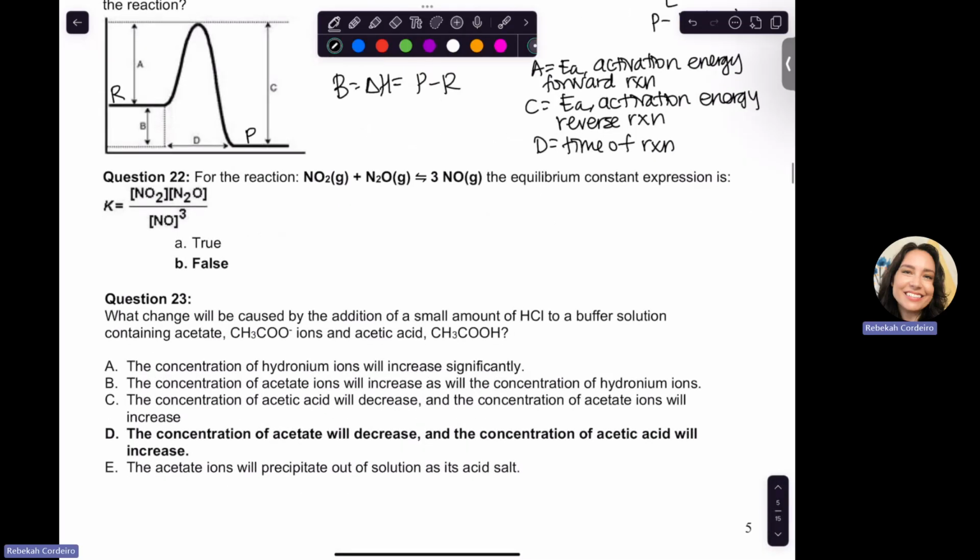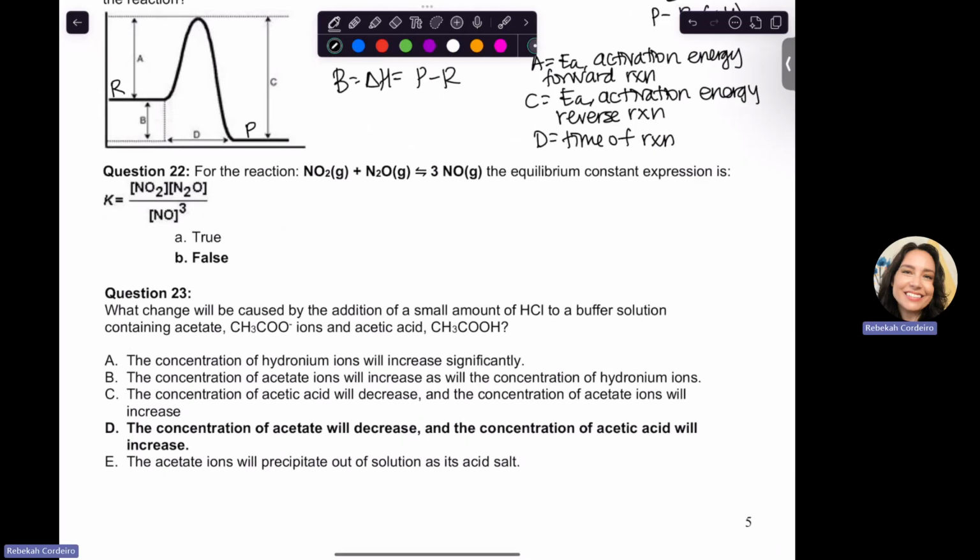For 22, the equilibrium constant expression is this, true or false? All right, so we have all gases, we can include them. This would be on the top, so it would be NO to the 3 over NO2 over N2O, and that's not what we have, so we pick false. Remember, it's products over reactants raised to their coefficients.